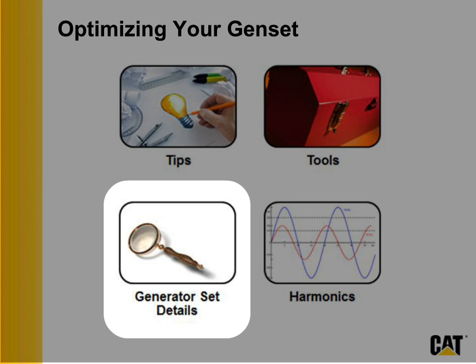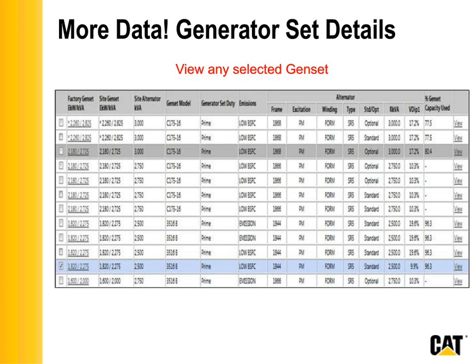So, we already looked at generator set details on an earlier slide. We're just going to review that a little bit here, because it has to do with technical data, and when we're talking about tools that you can use to help you with your genset sizing, I think that's important. So here you're on your select genset page. You can view any genset that you want. You just simply click the view command at the end of the row.